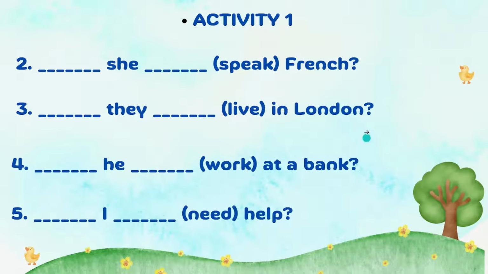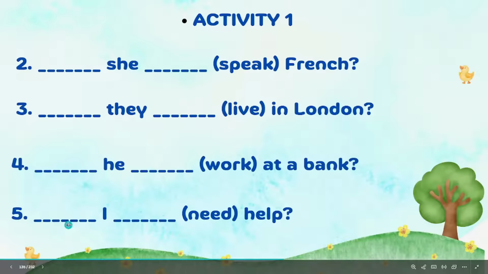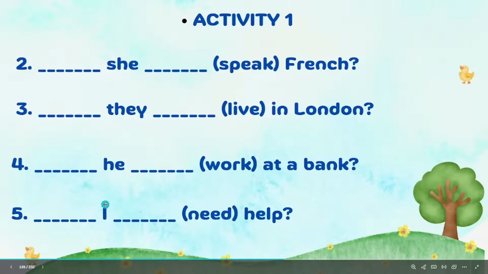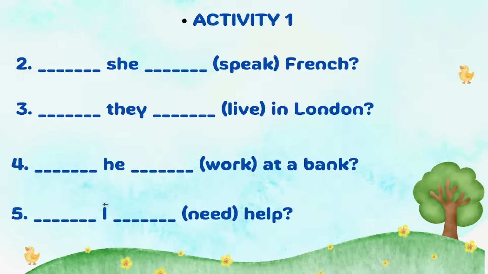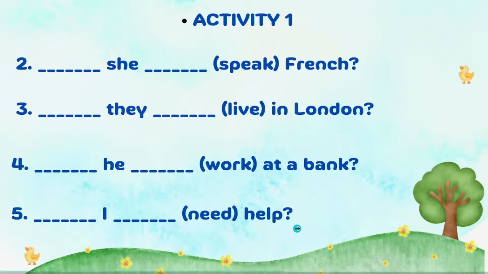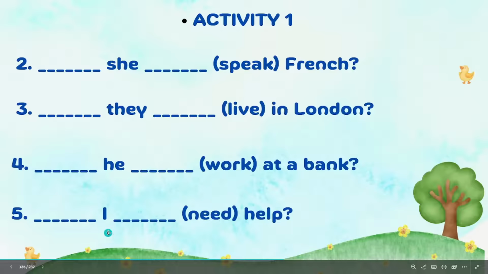Look at the sentences. There is a question mark at the end. Does he work at a bank? Now next, for number 5. Here, it's I. So, what are we going to use here? For I, you, we, and they, it's going to be do. Do I need help? Did you get it, everyone?